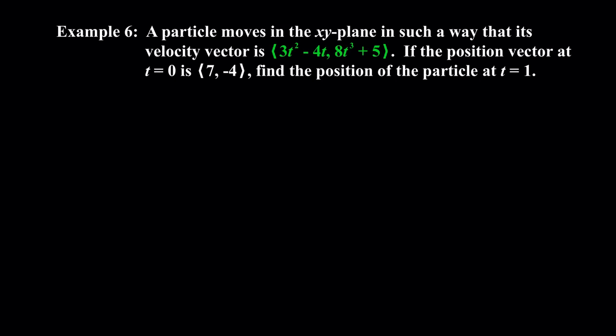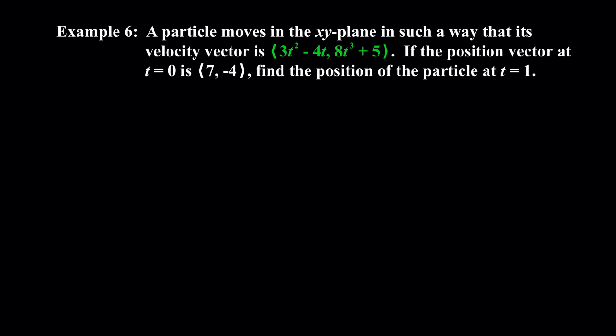All right, next example says a particle moves in the xy plane in such a way that its velocity vector is this. If the position vector at t equals 0 is this, find the position of the particle at t equals 1. All right, so what we're doing is starting with a velocity vector, and the question is, what is the position? Well, we get position from velocity by doing an integral.